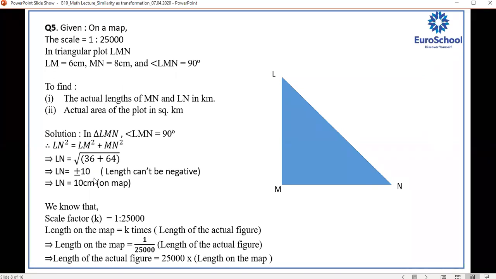Right? Yes, ma'am. Now tell me one thing. Length, can it be positive, negative? No, ma'am. So it's straightforward right there. Length can't be negative, which implies LN is 10 centimeter on map.